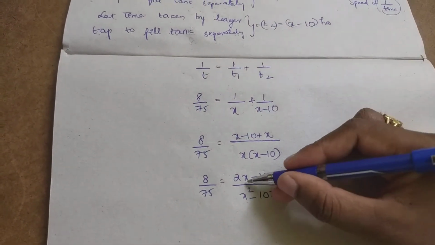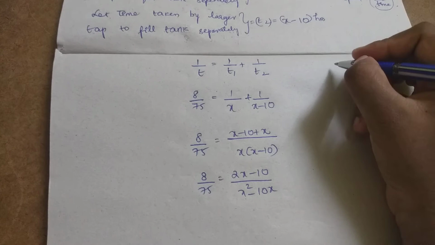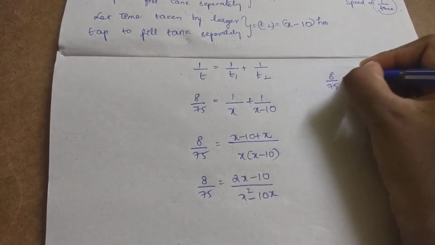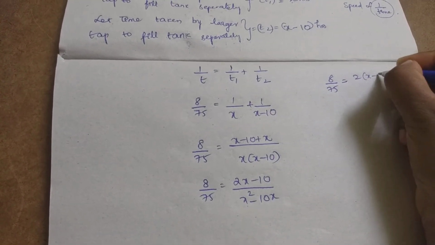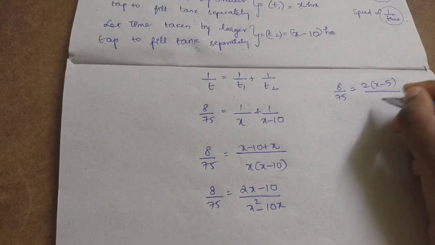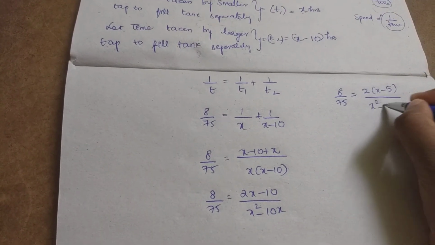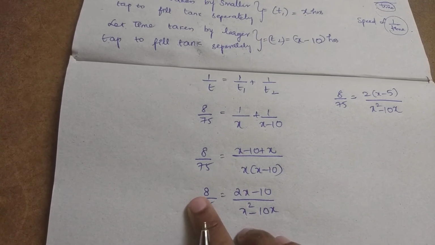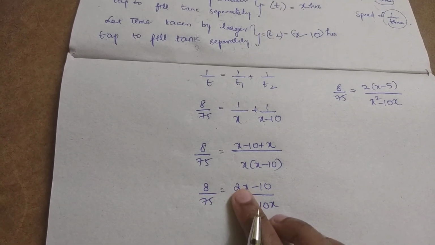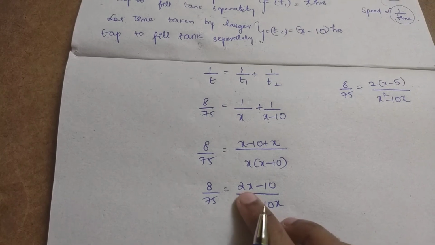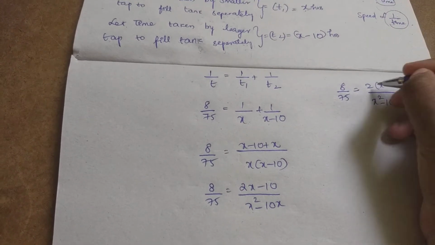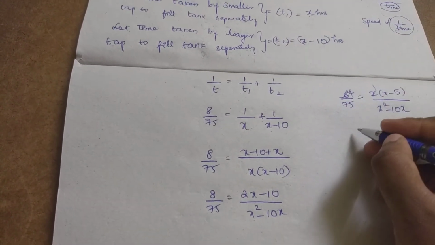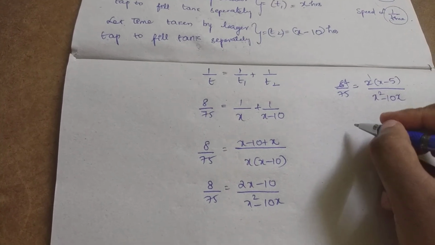When you see here, 2 is common, right? So 8 by 75 equals 2 into x minus 5 by x square minus 10x. Why am I taking 2 as common? Because on the left hand side 8 is there, and on the right hand side you can take a maximum of 2 common, so that 2 ones are 2, 2 fours are 8. Okay, let us do cross multiplication. Let us see what we get.